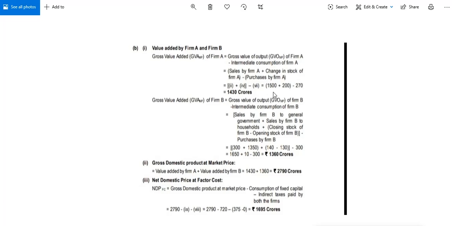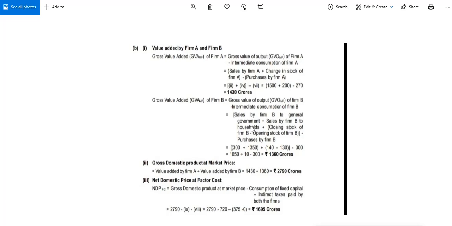So for this purpose, we have to add 1500 and 200 crores, and out of which the purchases value of 270 must be deducted. The result is 1430 crores, which is nothing but gross value added. Similarly, for B also the same formula can be applied: gross value of output minus intermediate consumption.